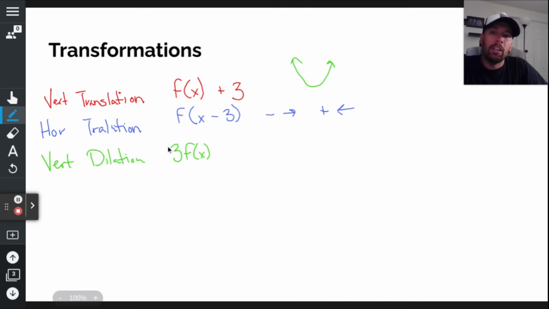If this number is in between 0 and 1, it is also a vertical dilation, but it's called a compression. And what that looks like is if I give you a parabola and squeeze it downward, that's a compression. It makes your thing look wider. So a vertical dilation is when you have a number multiplied to the whole function.